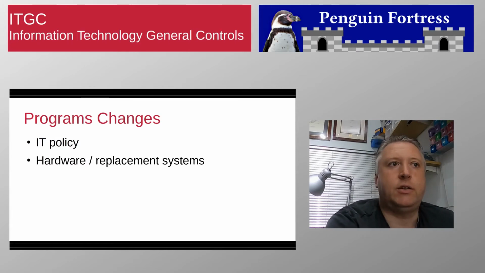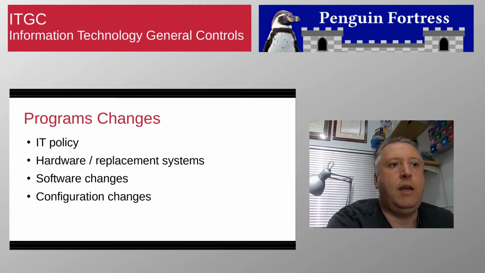Program changes could include hardware or system replacements. Changes to the software, this could include upgrades, bug fixes, or code developed in-house. In particular, changes that could impact performance or changes to security mechanisms, for example, enabling or disabling multi-factor authentication.